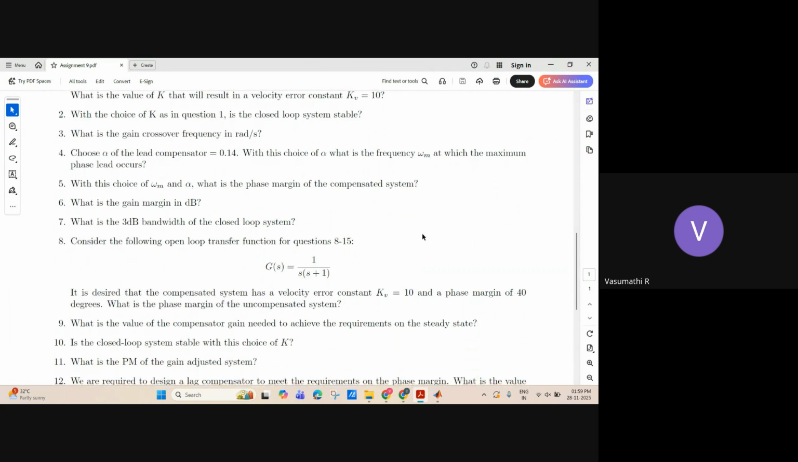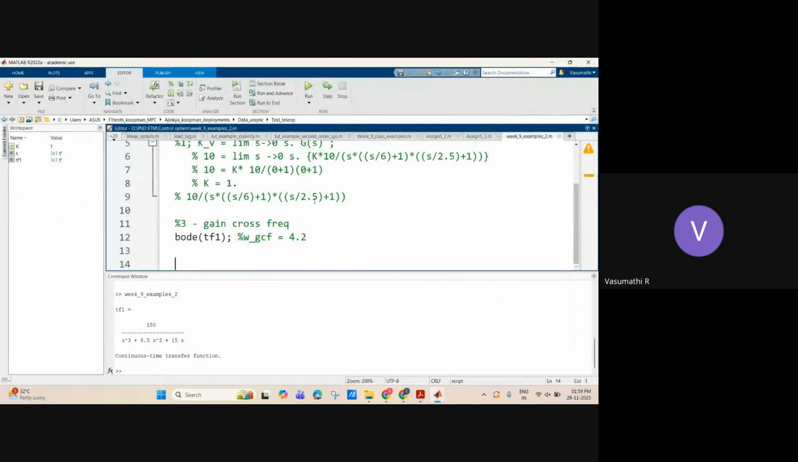Choose alpha of the lead compensator. Alpha is as given. And with the choice of alpha, what is the maximum angle? Omega m we are going to find. Right. For this, what formula? We are familiar with the formula, right? Which one, ma'am? Formula to find the omega m. Omega m equal to 1 by T into root alpha. You know that? Oh, yes, ma'am.